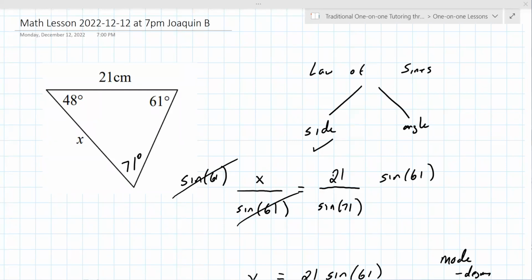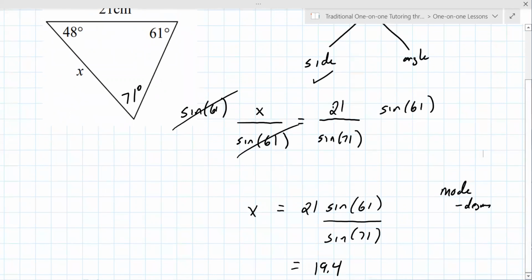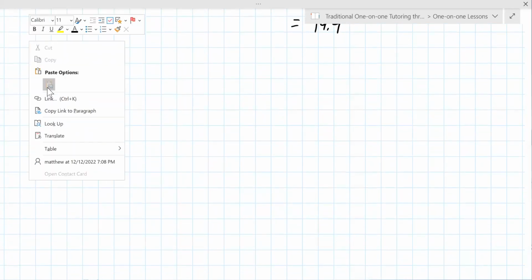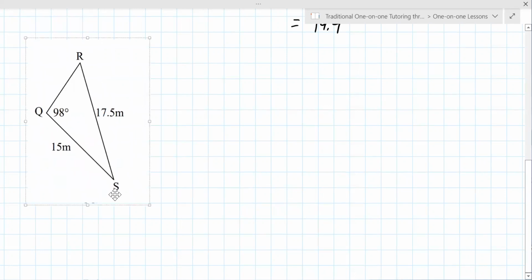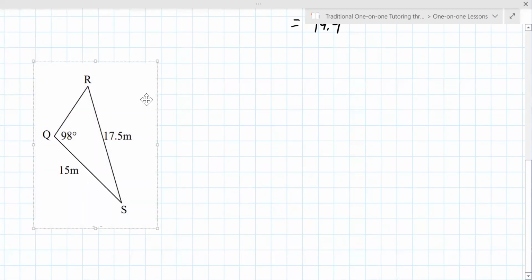No. Okay. So the other time that you use law of sines is to find the angle. Like I showed here in this flow chart, you either use it to find a side or to find an angle. Let me snip in this question here. So here's another triangle. And notice they only give you one angle. There's no way to find the other two angles by simple subtraction. You have to use law of sines.